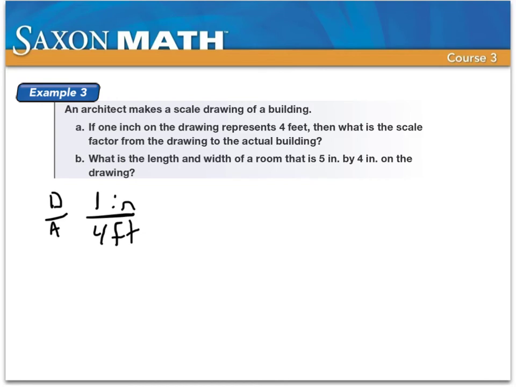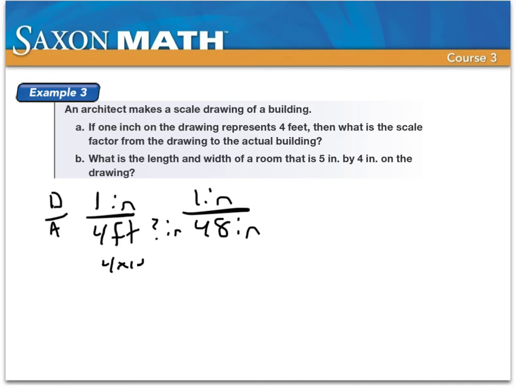Well, a scale factor means I want to know how many times bigger the actual building is than the drawing. You're going to look at the numbers first, and notice that they're 4 times bigger. However, the labels are different, which means we have to come up with the same labels. Since I can't really convert an inch into feet very easily, I'm going to leave that, and I want to know, 4 feet is how many inches? Well, I know there's 12 inches in 1 foot, so 4 times 12 is 48 inches.